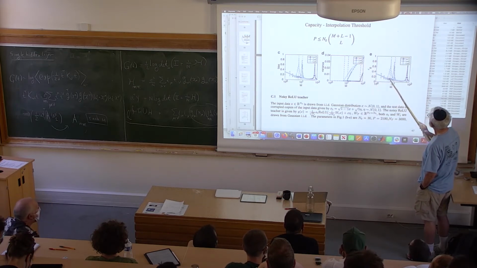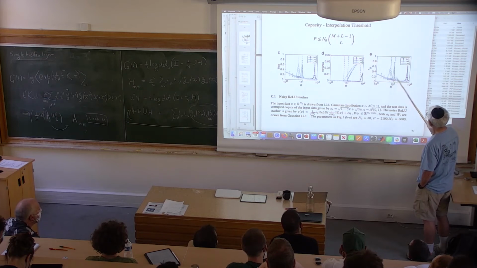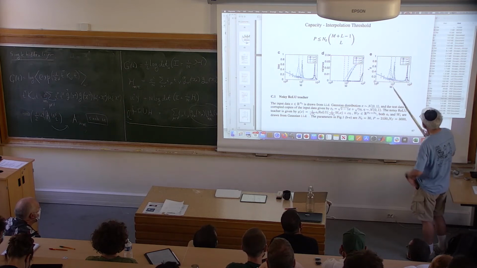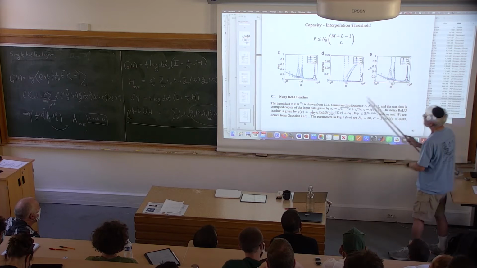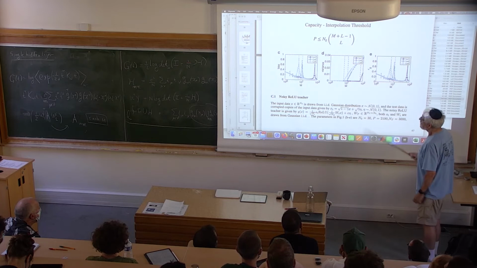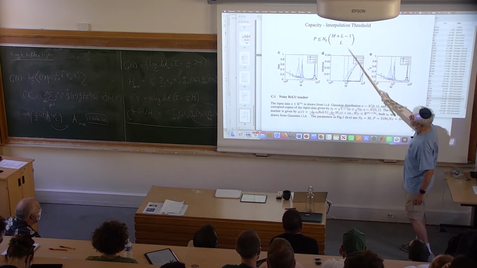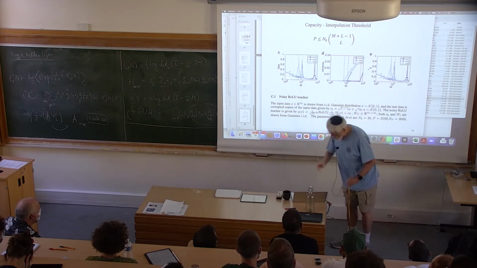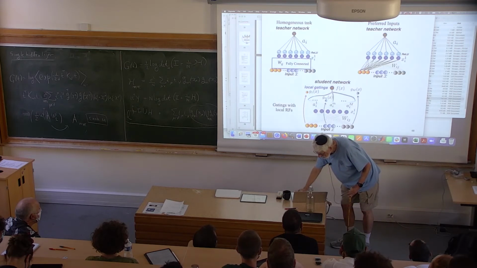And the generalization error shows the double descent, and again, as a function of L, the interpolation threshold moves to the right. The bias, again, diverges and moves to the right. So this is just checking the sanity of this formula. These lines here are precisely predicted by this formula.